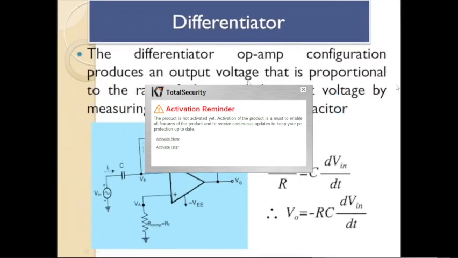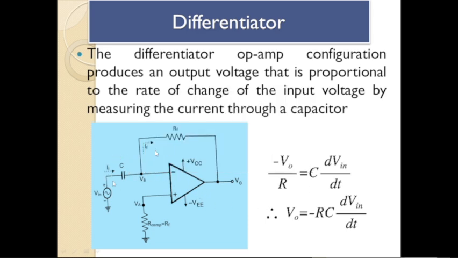So the differentiator is quite opposite to the integrator. Here we are going to apply a capacitor at the inverting input terminal, and the feedback circuit is connected with a resistance. Here the output of the differentiator is proportional to the rate of change of input voltage, by measuring the current through the capacitor. So we can have the formula here: output voltage is equal to minus resistance into capacitor into the rate of change of input voltage, V input divided by dt.